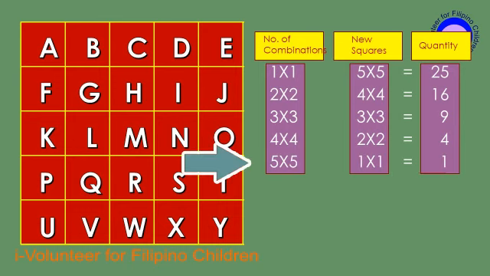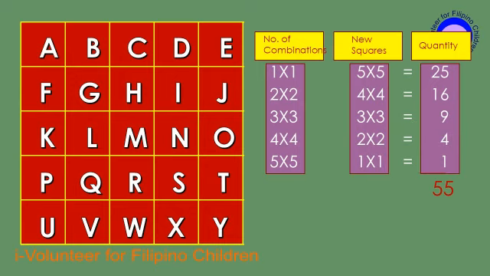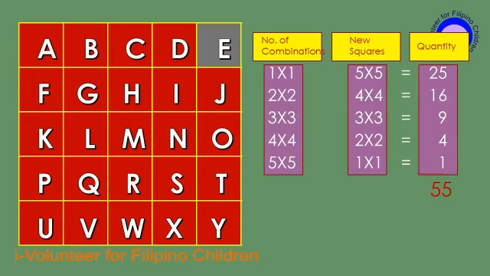There you have it. The total number of squares is equal to 55. Paano natin nakuha ang 55? Makinig mabuti. We will start counting individually. We will call it 1 by 1. There are 5 rows and 5 columns. Therefore, it is 25.